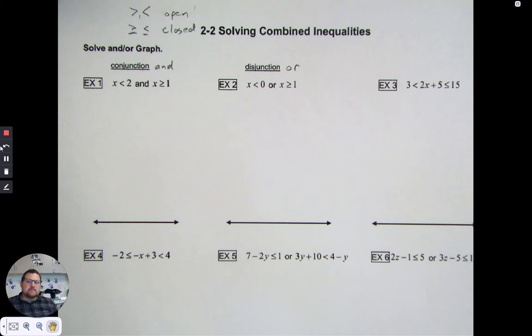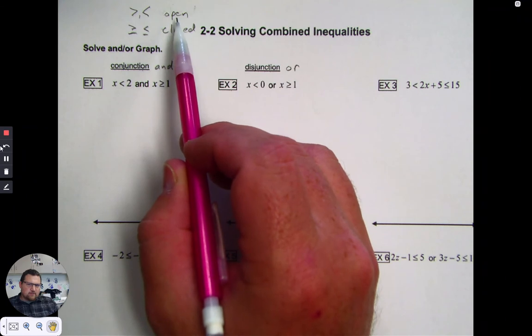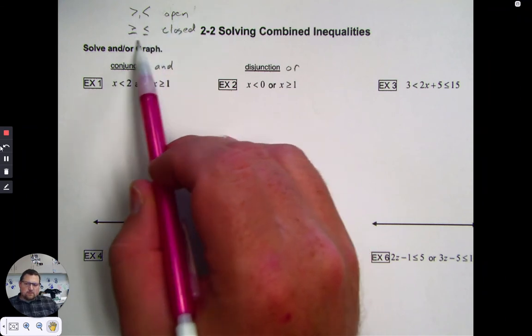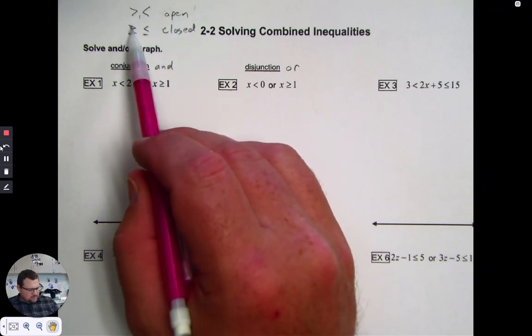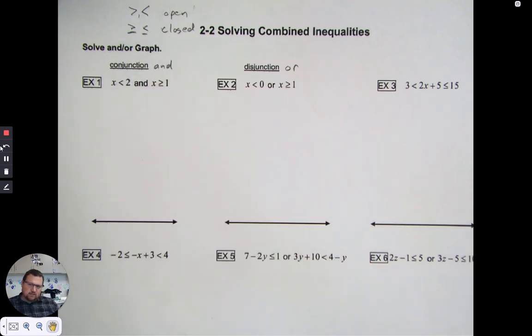Now we didn't have to cover this in 2.1 because everything we gave you was either a less than or a greater than, but I did want to hit on it before we started today. If you have a less than or a greater than, it's an open circle, just like all the ones that we've been doing. But if there's an or equal to side to that, so a greater than or equal to or a less than or equal to, you need to have a closed circle because it's going to include the point at which you're at.